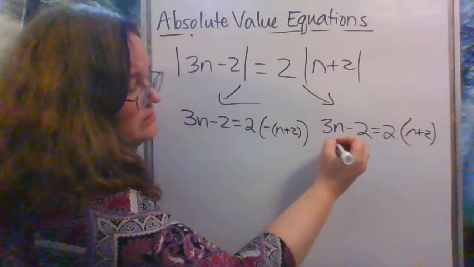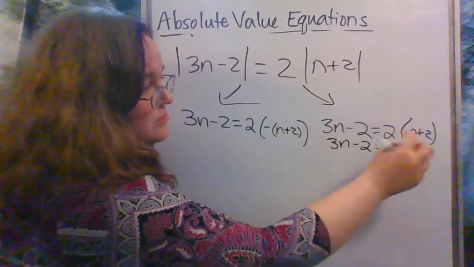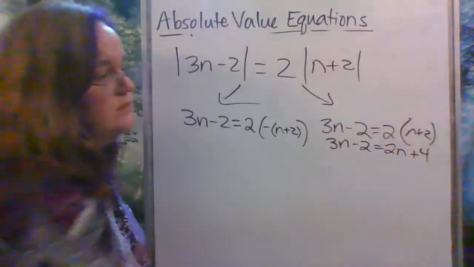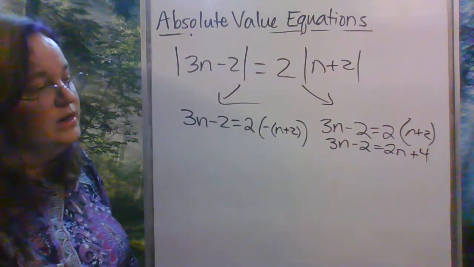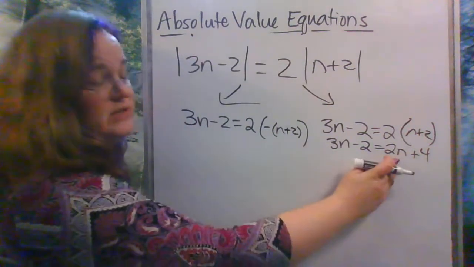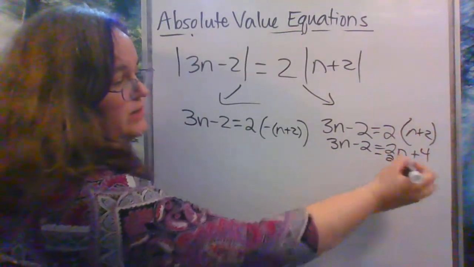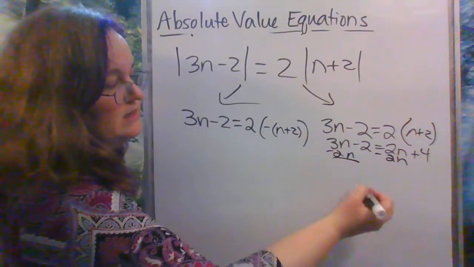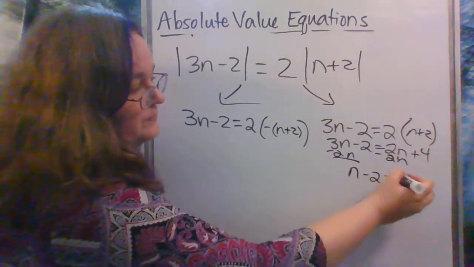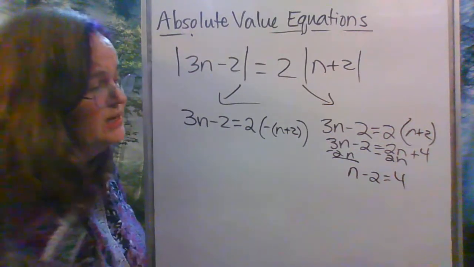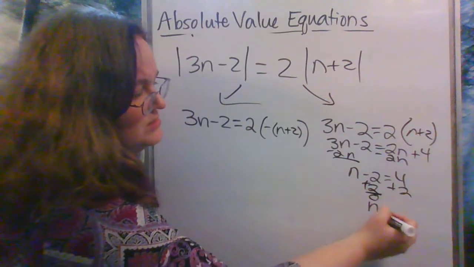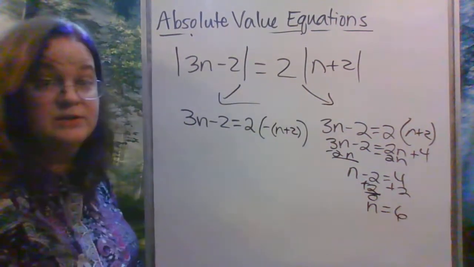I'm going to distribute. I get 3n minus 2 equals, and then 2 times n is 2n, and 2 times 2 is 4. Okay. From there, I want to move all my variables to one side. I've got positive 3n and positive 2n. So if I move the 2n, that means that I'll have a positive coefficient, so that's just 1n, which is n. Left with 4 on the other side. Add 2 to both sides. That cancels because they're opposites, and I get n equals 6.